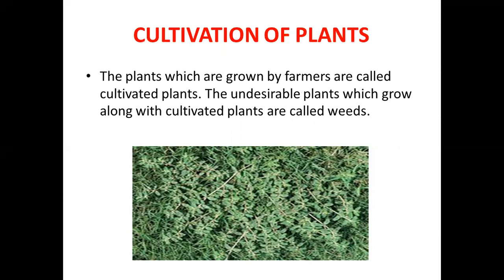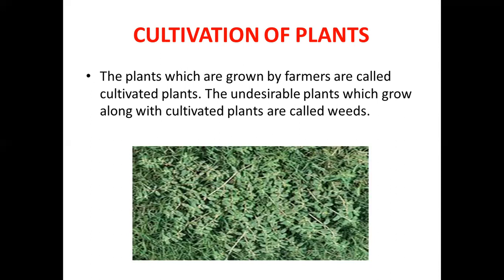So one day what happened? Mona, a girl, visited a village. She saw some farmers uprooting some plants from their fields. And she asked her father why were they doing so. Then her father told her that plants like sugarcane, maize, wheat and rice are grown in this way by the farmers. Such plants are called cultivated plants.